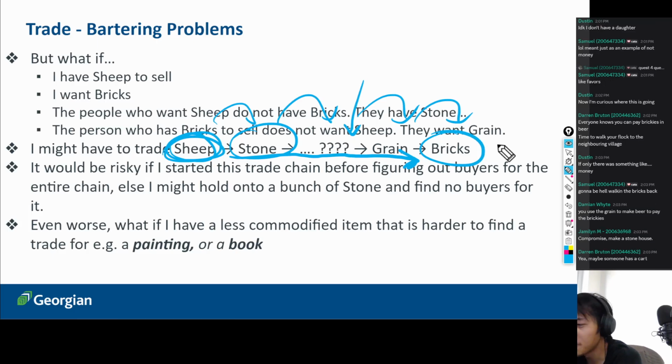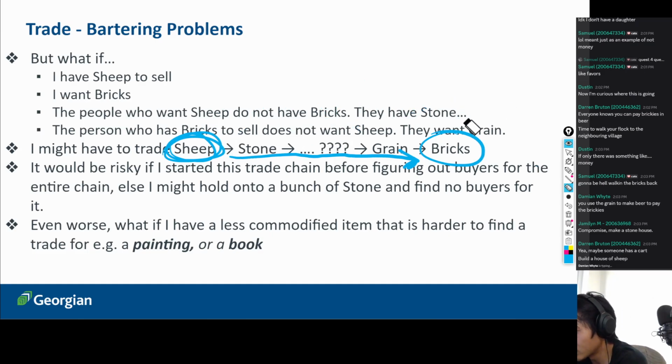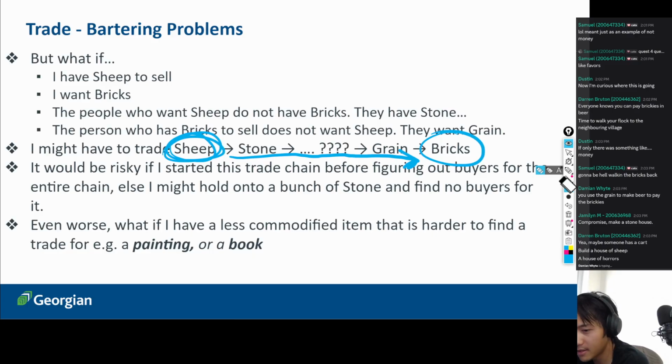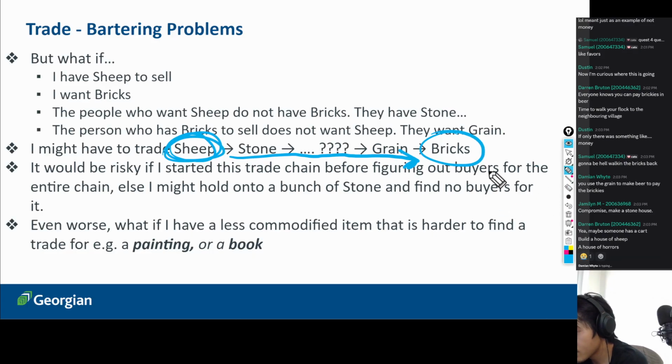Compromise, make a stone house. Fair, true, but maybe that's not what I wanted. There might be some bad problems with doing that as well. It's not really made specifically for that. Okay, so there's a lot of risk involved now.